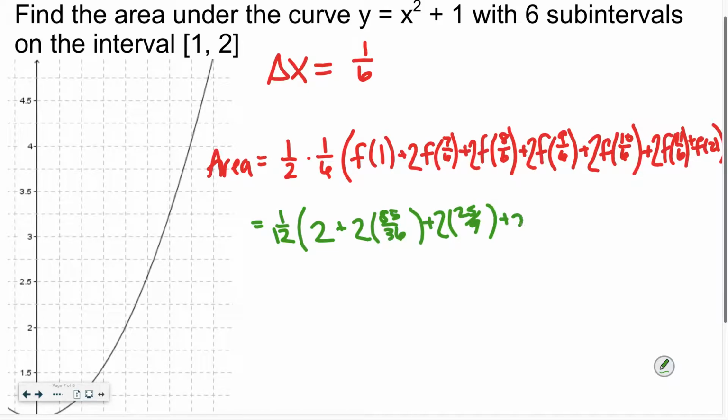Pod 4. Wait, are we supposed to multiply by 2 right now? No. I got 3.25. I have this now. So 13/4. F of 10/6.